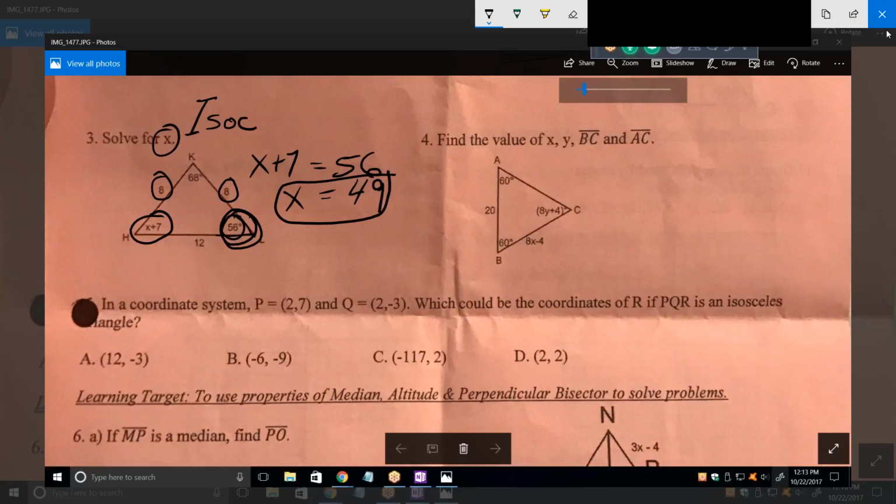How would it be? What I said at the very end was they weren't asking for this angle. They were asking for x. That angle is 56, which makes x 49. Oh, okay.